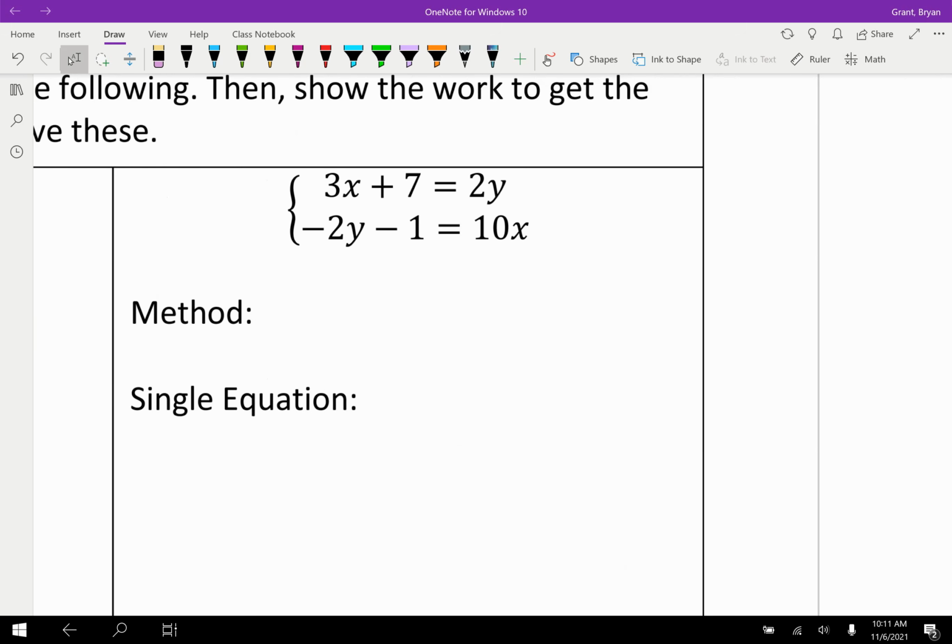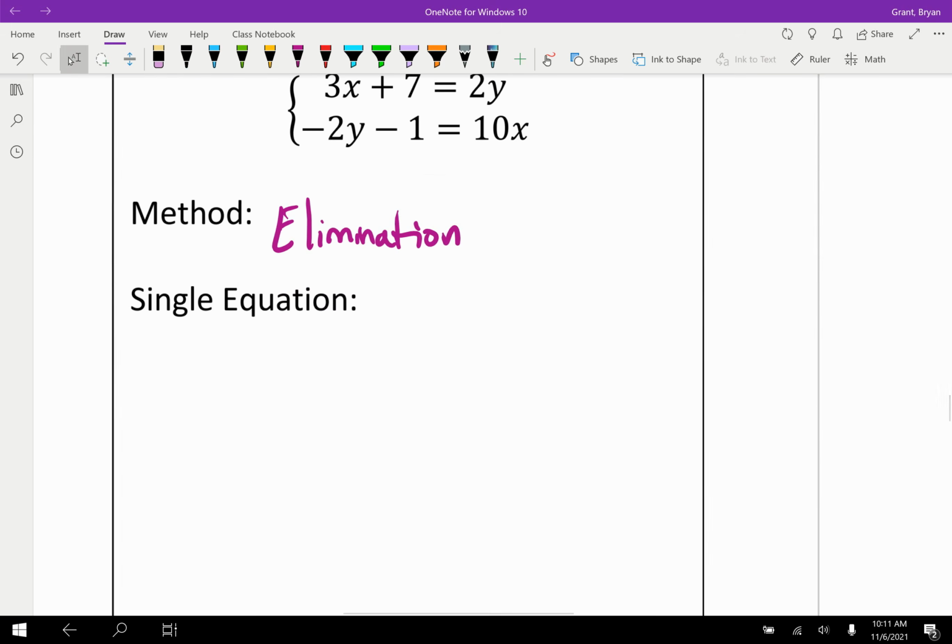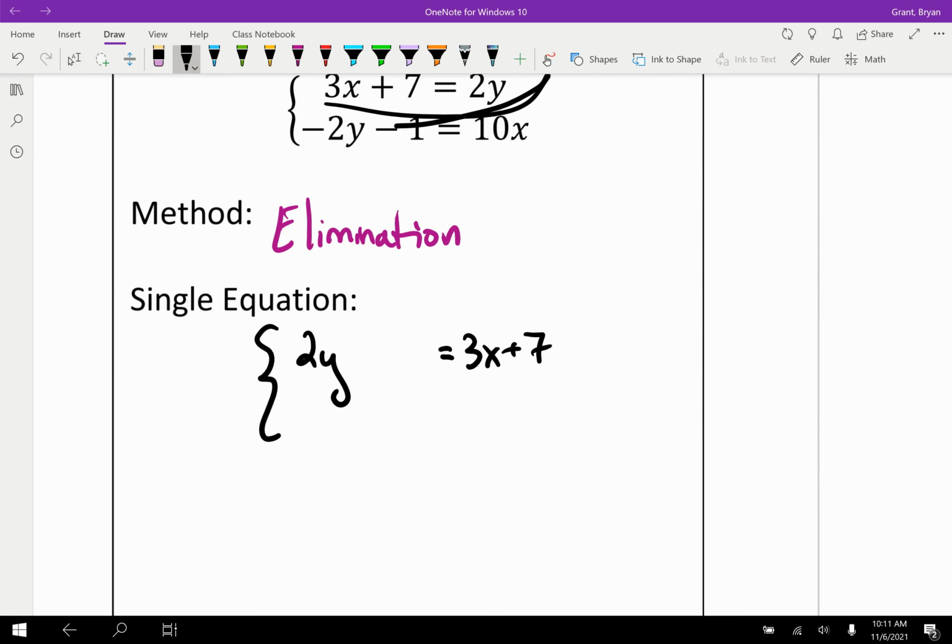Let's see here. Well, I don't think anything's too easy to get by itself, but I am noticing a +2 and a -2. So I think we can make that work with the elimination. Whenever you have those opposite signs, elimination is a good way to go. The first thing I'm going to do, though, is switch the sides of the equal sign. I'm going to put the 2y on the left side, leave a bit of a gap, and then put the 3x plus 7 on the right. So I just switched the two sides of this top equation. And then my bottom equation, I'm not changing at all. The bottom equation is still negative 2y minus 1 equals 10x.